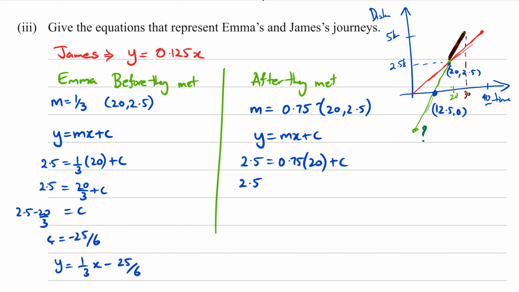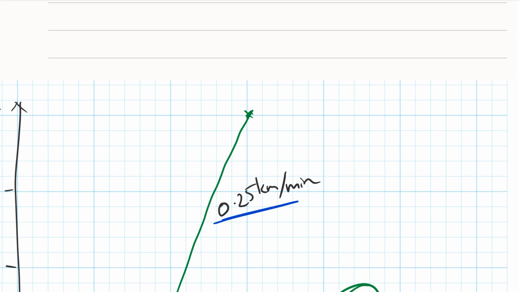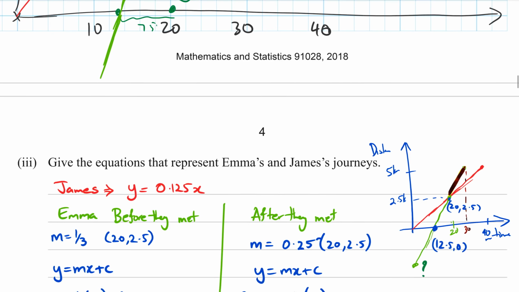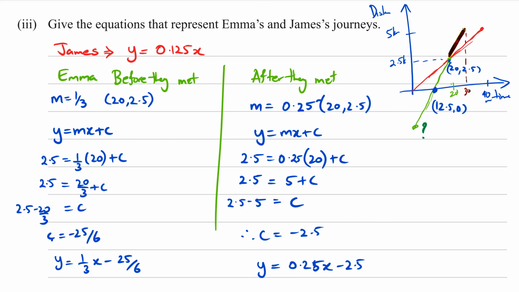Something ain't right here. I think I realized where my mistake is. Their gradient was actually 0.25. Yeah, sorry. The gradient was actually 0.25, not 0.75, which means that there is going to be 0.25. So 0.25 times 20 is 5 plus c, and then you've got 2.5 minus 5 equals c. Therefore, c is equal to negative 2.5. So after they meet, the equation is 0.25x minus 2.5.